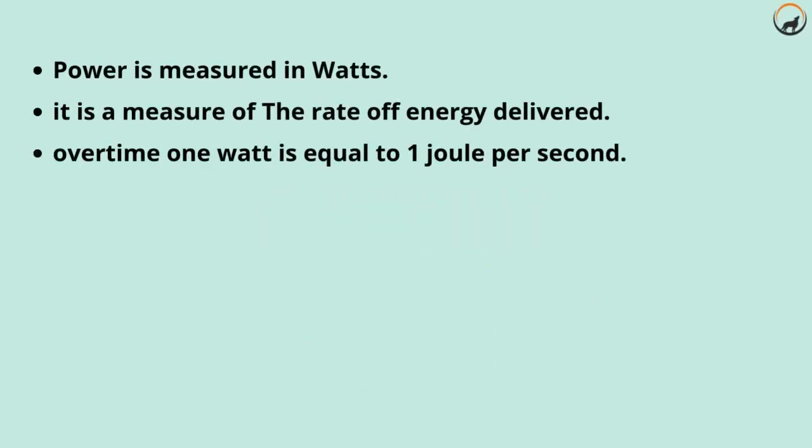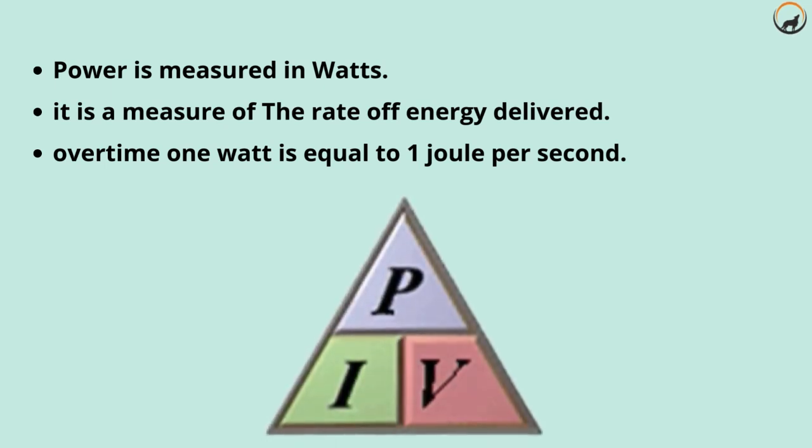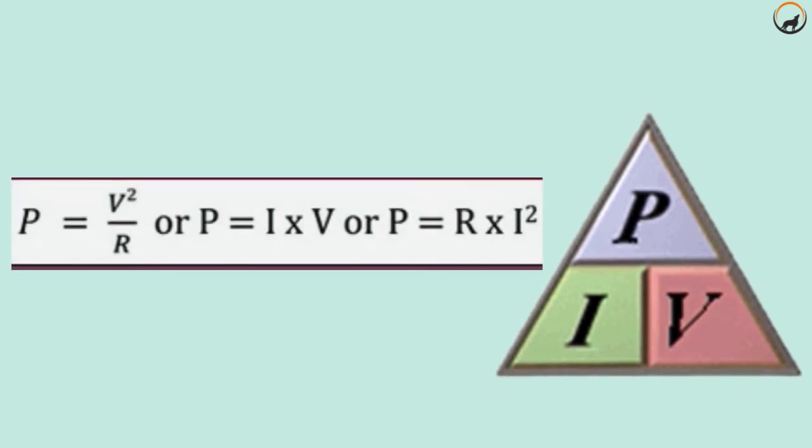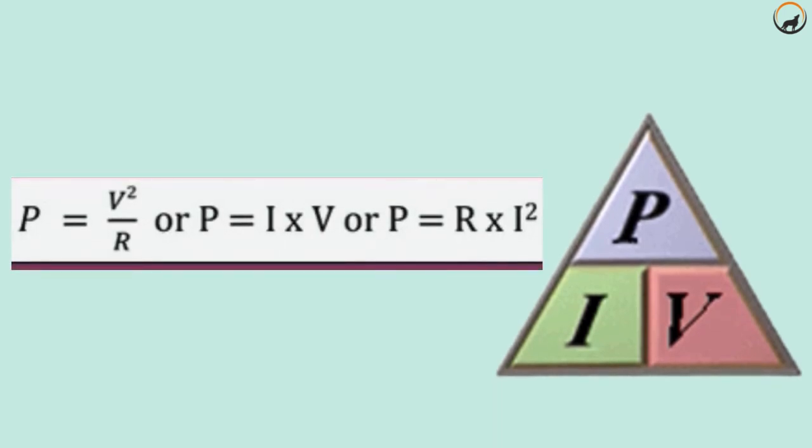The power is measured in watts, and it is a measure of the rate at which energy is delivered over time. 1 watt is equal to 1 joule per second. Power can be expressed in Ohm's law by rearranging its components. When using voltage and resistance, power equals V squared divided by R. When using current and voltage, power equals I times V. When using resistance and the current, power equals R times I squared.